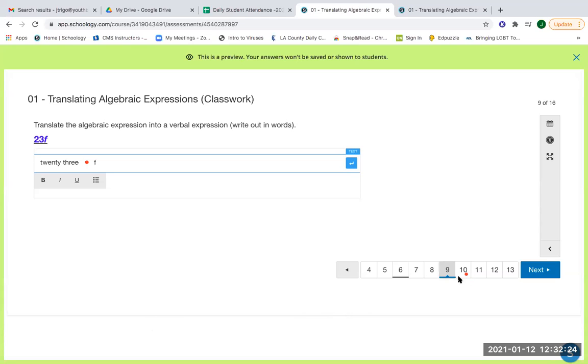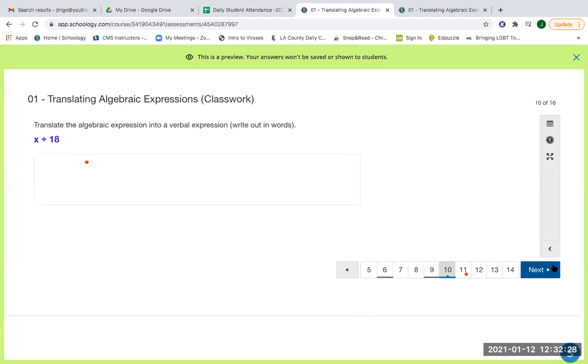Okay, then move on to the next one. Translate the algebra expression. Here I want you to translate everything into words. So X, a number, you can call it a number.